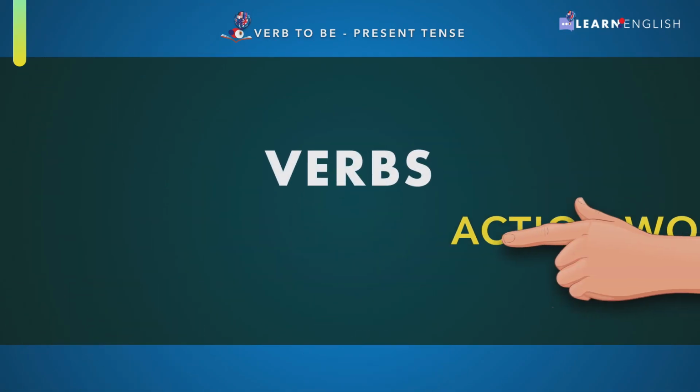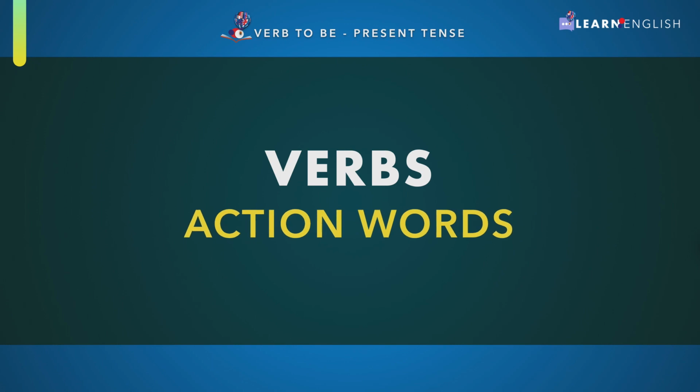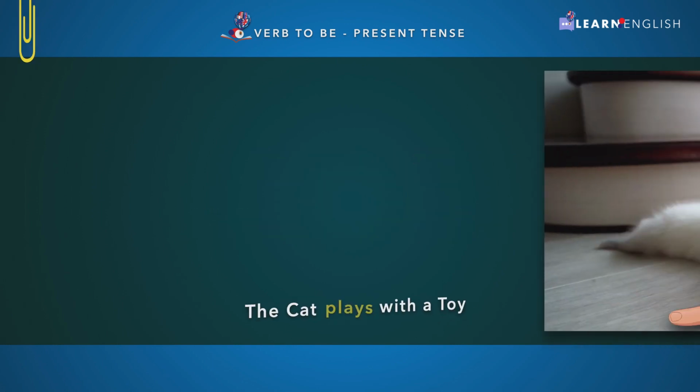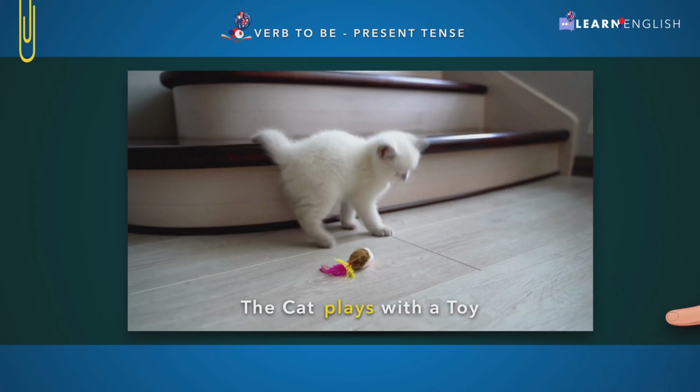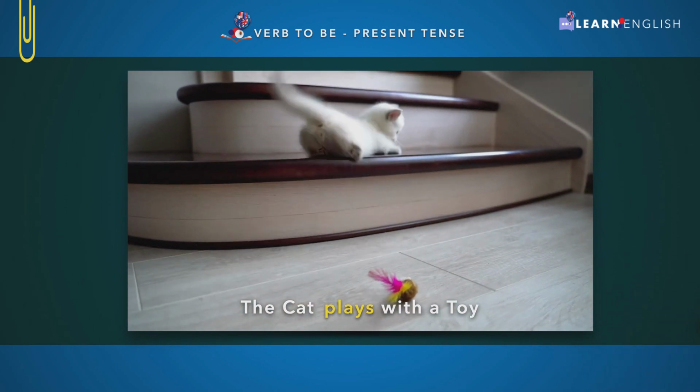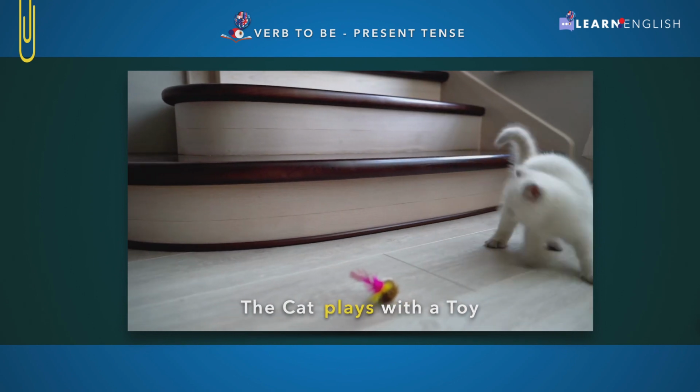In English, as in other languages, verbs are action words. They tell us what the people, animals or things are doing. For instance, the cat plays with a toy. In this sentence, the verb is the word plays. Plays is an action word. The cat plays with a toy.